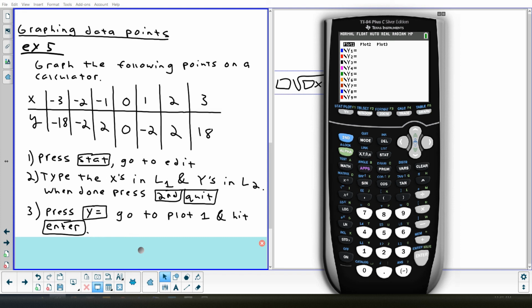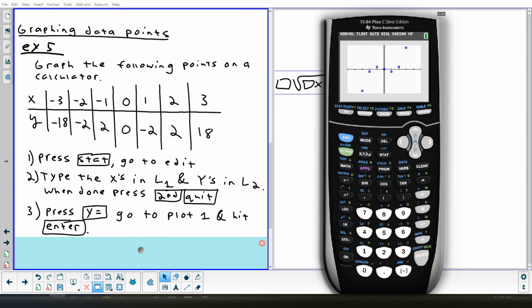Now, you just turned on the scatter plot. The only thing we have to do is make sure in our window that we can see all these x values. What's the smallest x value in that table? So that might go -5. Largest x value? So +5. What would be a good value for my y min? Yeah, -20, so it's not right on the edge. And I think y max would also be 20. That's fine. Now, if you've typed them in, and you've turned the scatter plot on, and you've set your window, you can press graph, and you will see the coordinates we just typed in.